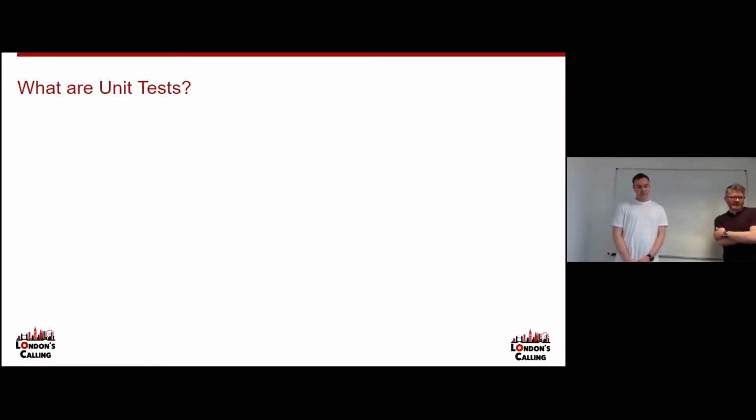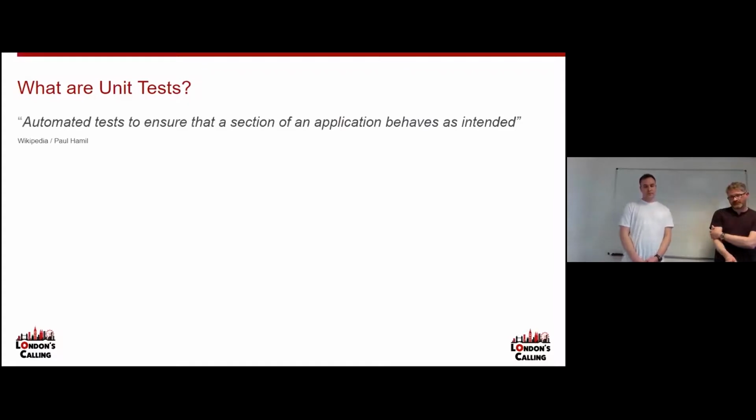So what are these unit tests that we've been speaking about? Here's a really simple definition that I scraped off of Wikipedia. Automated tests to ensure a section of an application behaves as intended. Just to flesh that out a little bit more, what we're talking about is very small pieces of code that run in the background on your platform. And what they do is they let you know if any of your configuration, any of your customization is not working the way it was originally intended to do. And then you've got a choice about whether you do something about it.